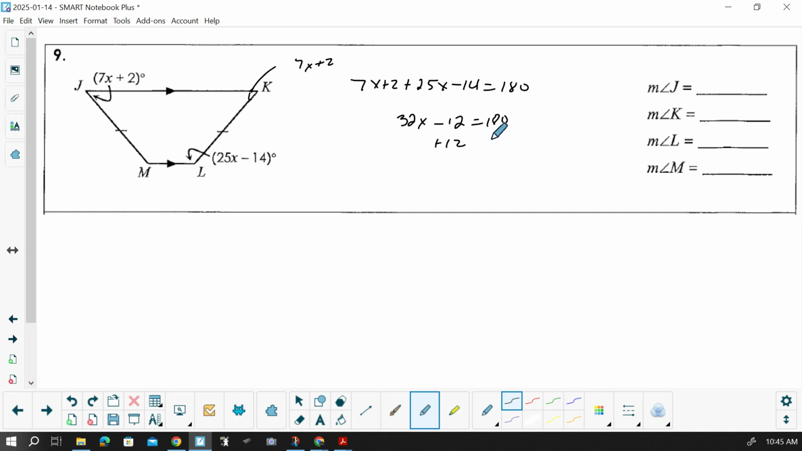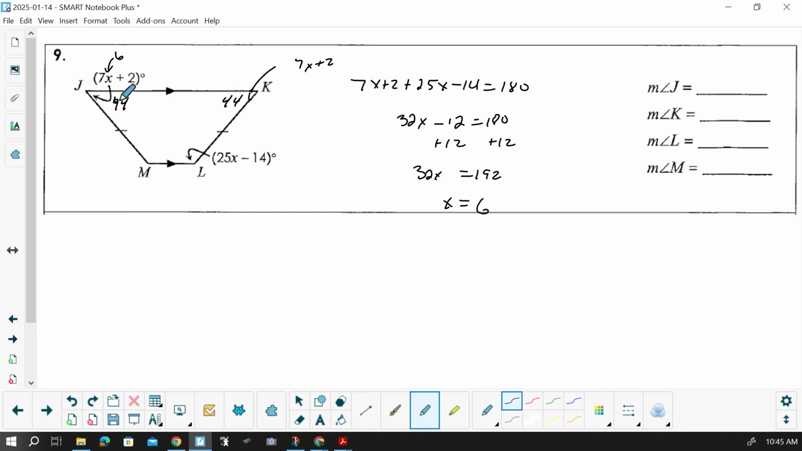Add 12 to both sides. And I get 32x equals 192. Divide by 32. So let's see here. 192 divided by 32 is 6. So x equals 6. And let's put it back in here to find these missing angles. So put that 6 there. 7 times 6. And then plus that 2 is 44. So we got 44 here, which means this is 44.